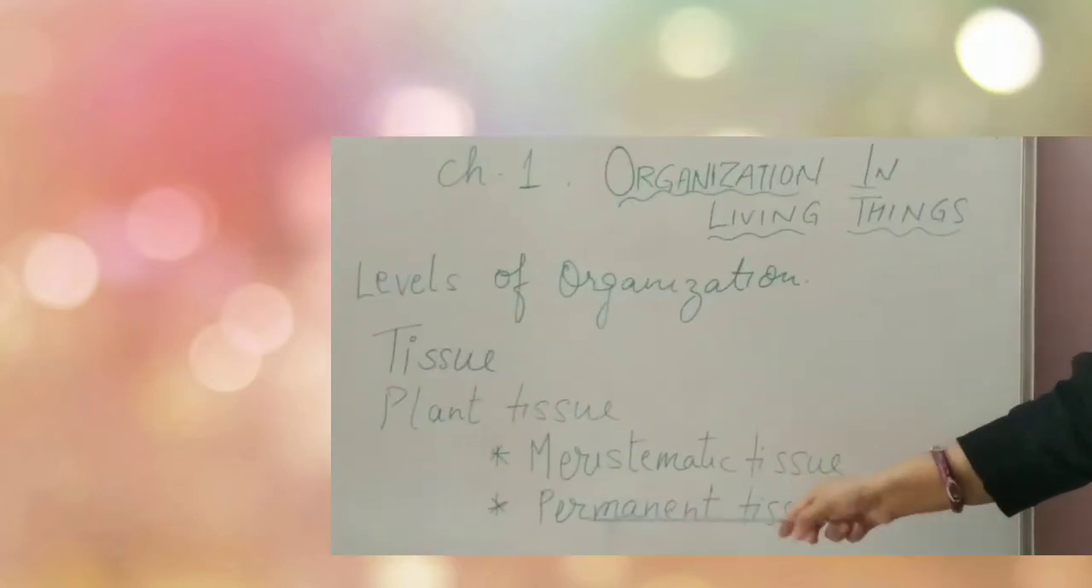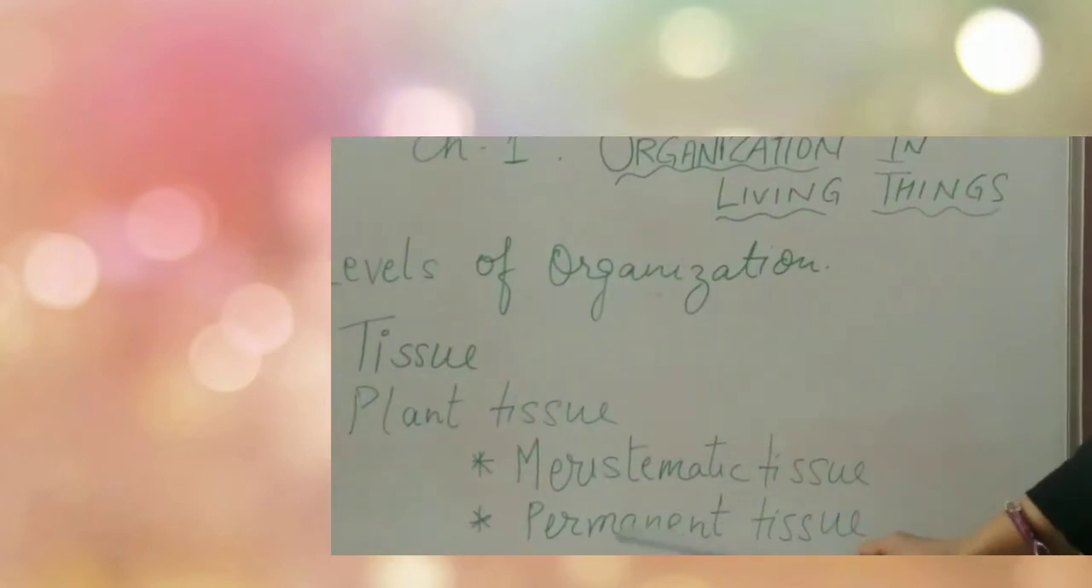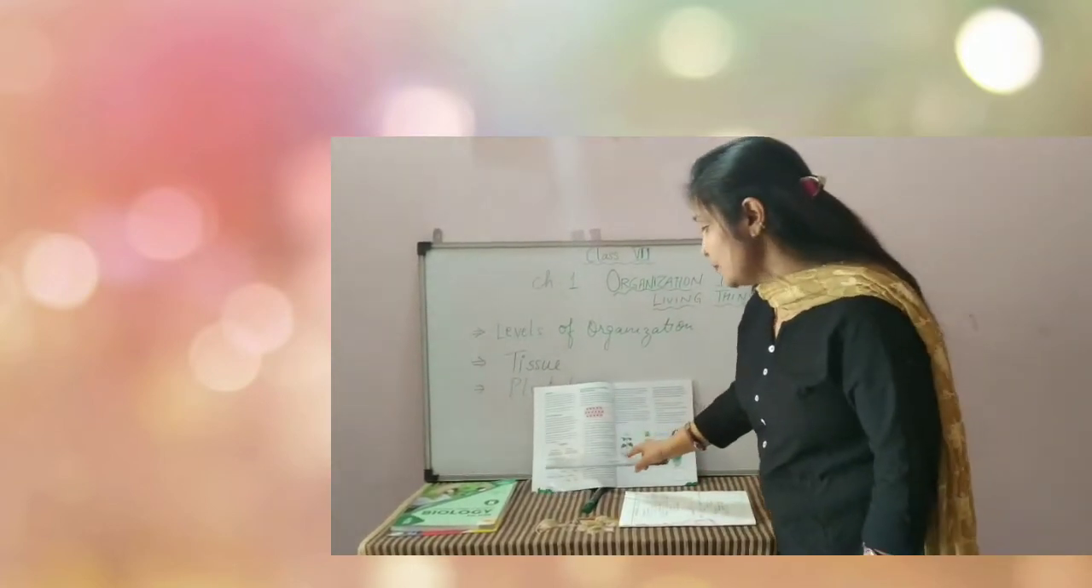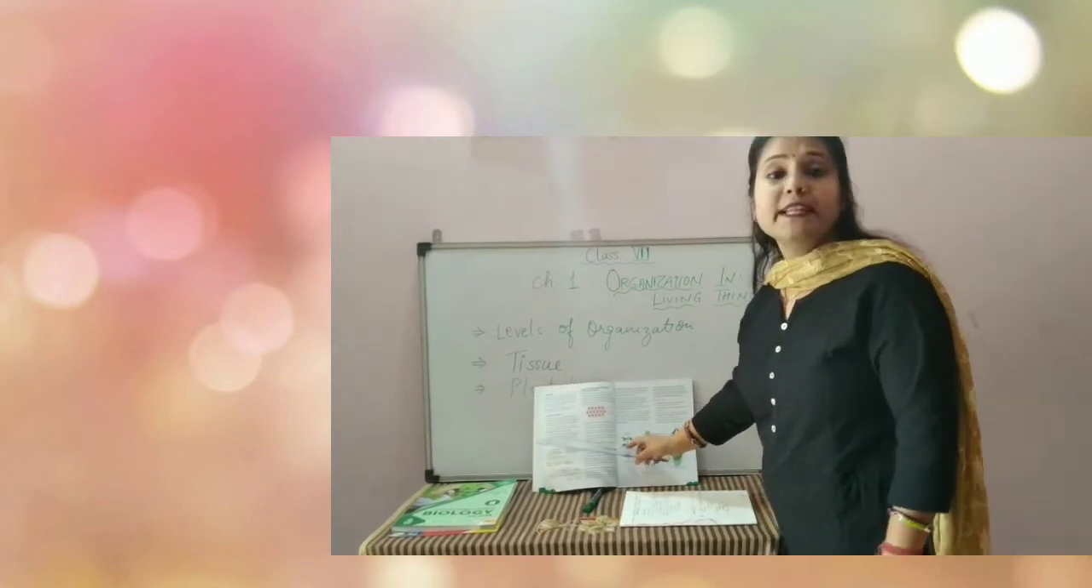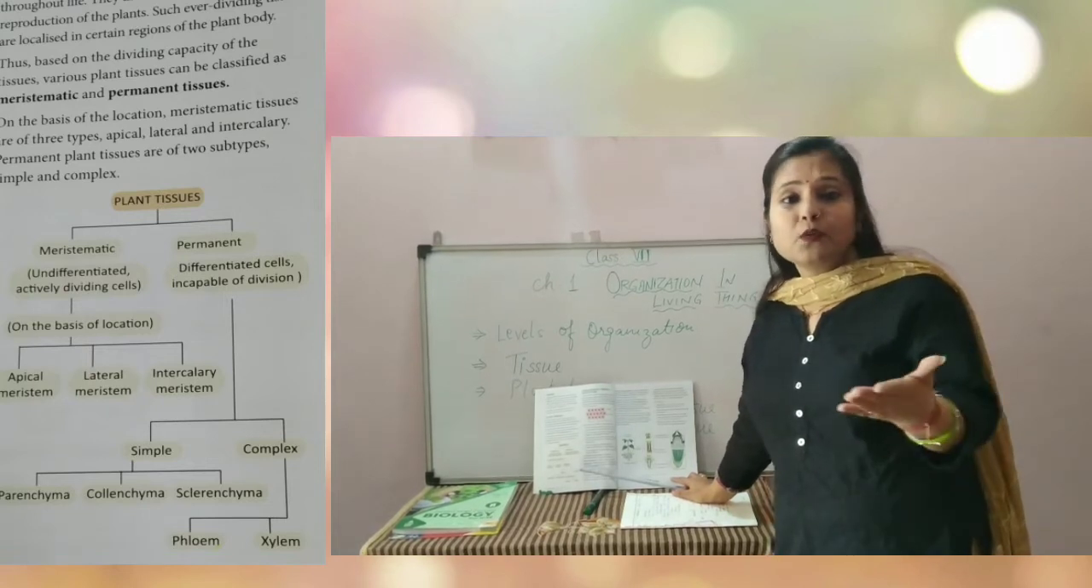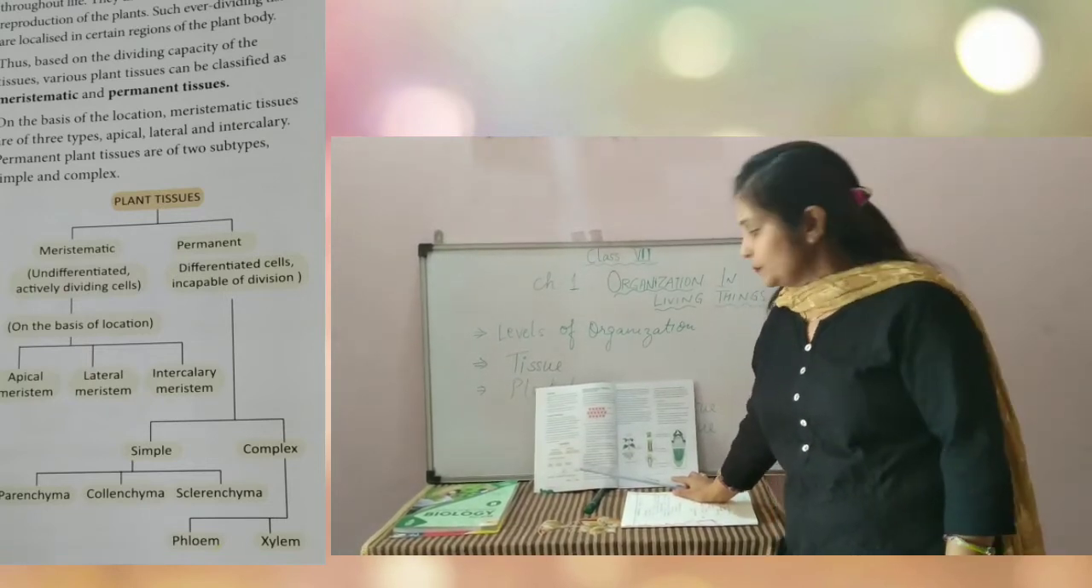Plant tissue is basically divided into two types, meristematic tissue and permanent tissue. Permanent means fixed; there is no further differentiation of cells. But in the case of meristematic tissue, the cells are undifferentiated and actively dividing. That means the cells having the capability for division are present in meristematic tissue.